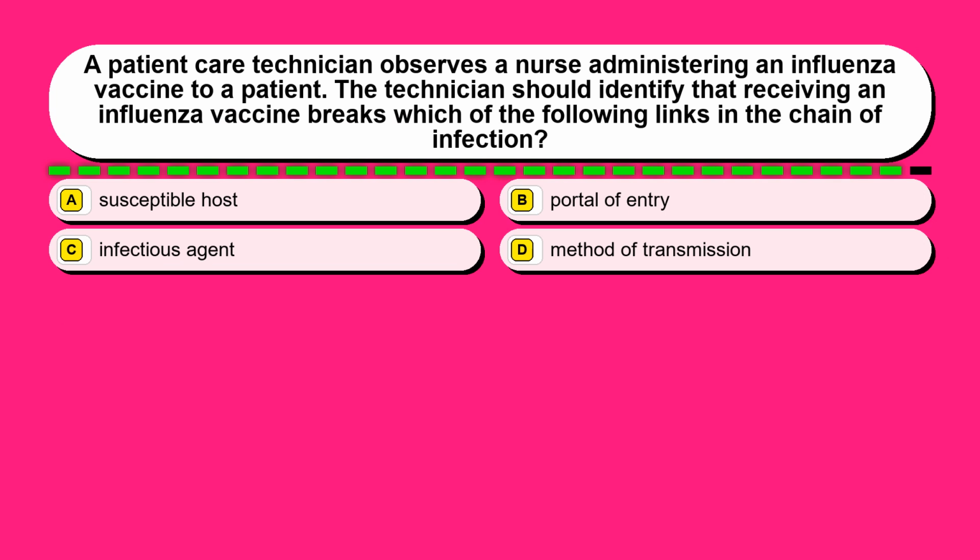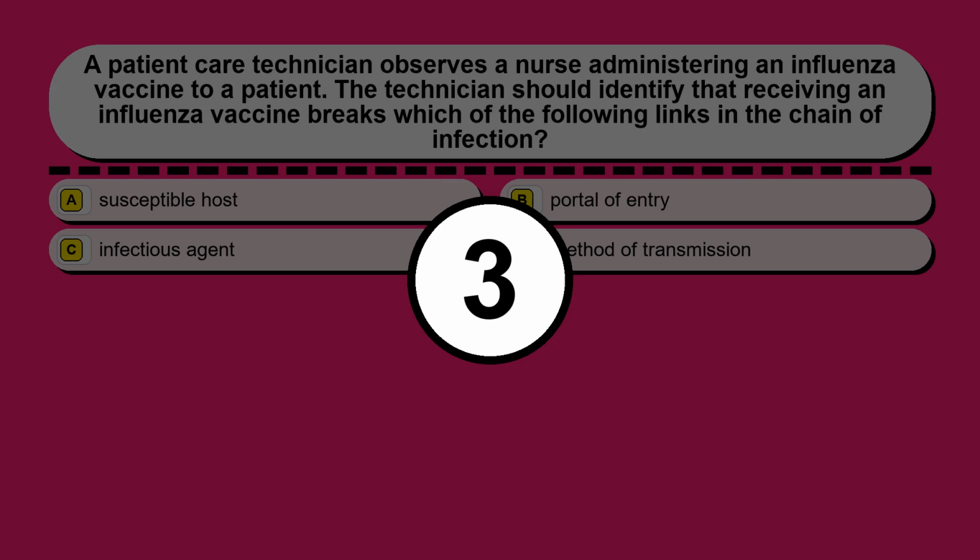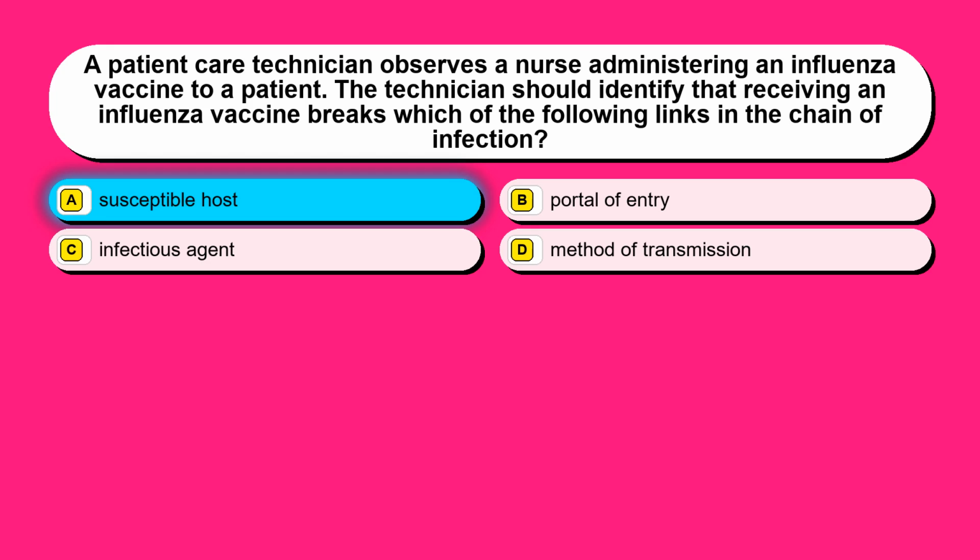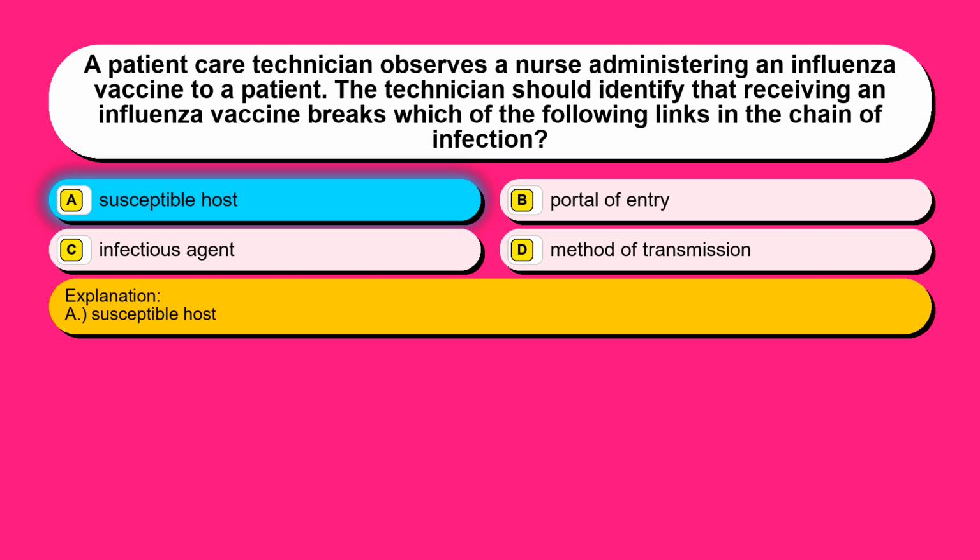Question 54. A patient care technician observes a nurse administering an influenza vaccine to a patient. The technician should identify that receiving an influenza vaccine breaks which of the following links in the chain of infection? Option A, susceptible host. Option B, portal of entry. Option C, infectious agent. Option D, method of transmission. The correct answer is option A, susceptible host. Question 55.